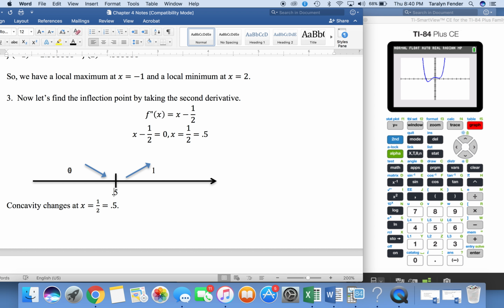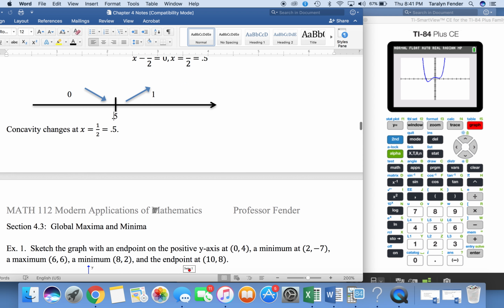And 0 is to the left of it. When I plug in 0, I get a negative. So I'm traveling downward. My slopes are negative. And then when I plug in 1, 1 minus 1/2 is positive, so I have my slopes traveling that direction, which tells me that I have a negative and then I have a positive, so therefore there's a concavity change, an inflection point at x is equal to 1/2 or 0.5.